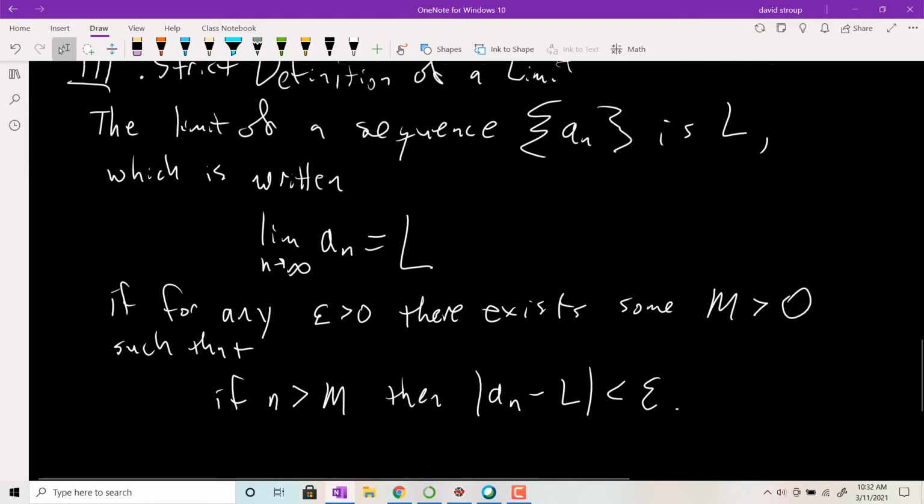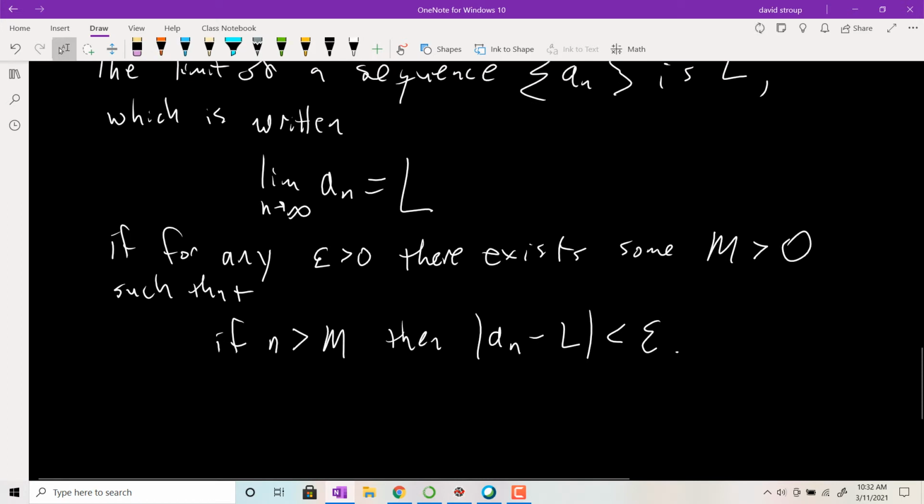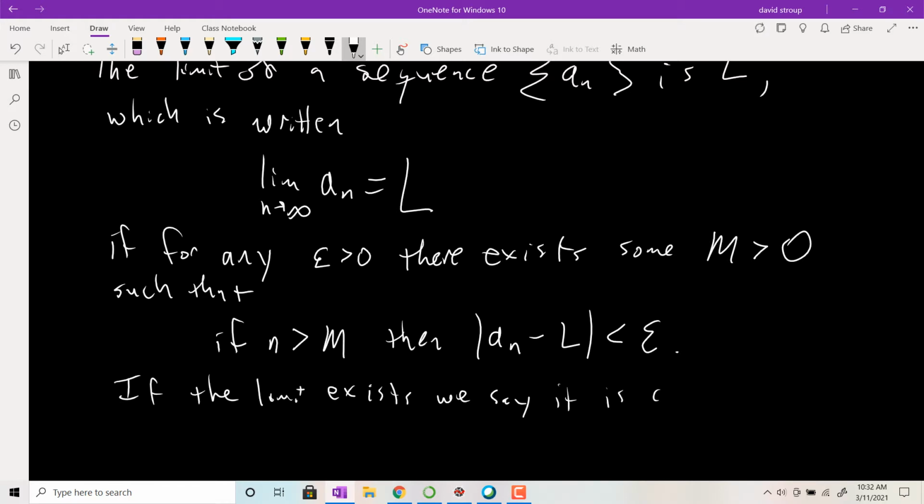Okay, so when this limit exists, we call it convergent. If the limit exists, we say it is convergent. The sequence converges. It is convergent.